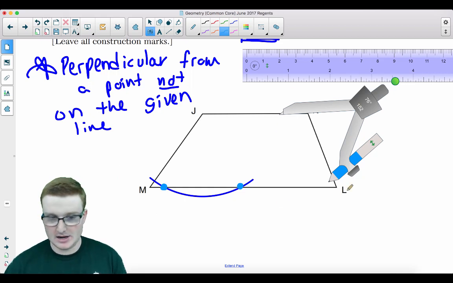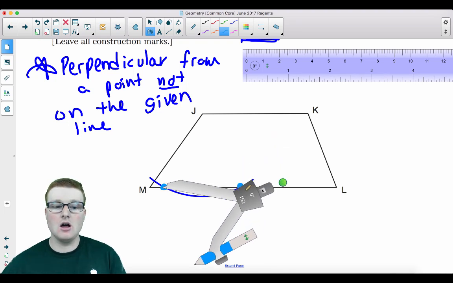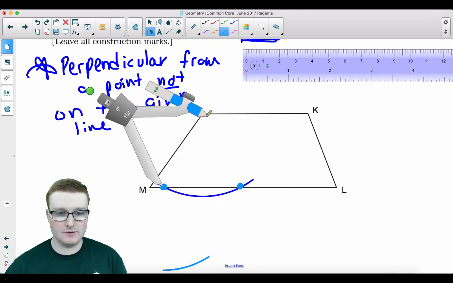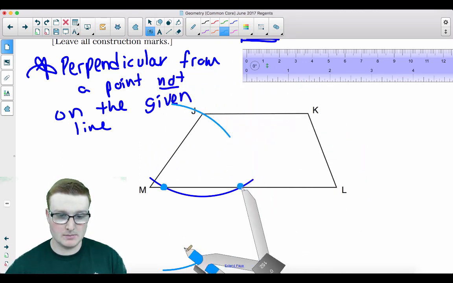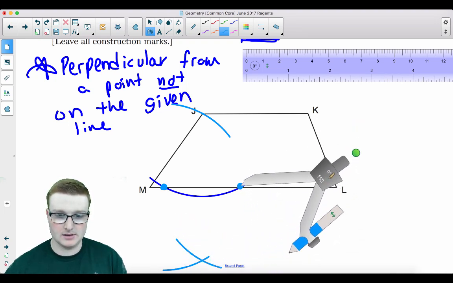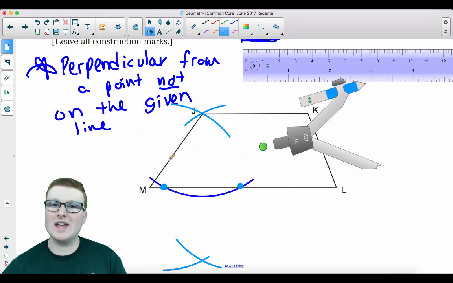So now I'm not going to change my compass setting. I'm going to swing above and below using these 2 points on our line. So I'm going to place my compass point on this left point. I'm going to swing below, and I'm going to swing above. Then I'm going to repeat the process on this blue dot. Swing below and swing above. There we go. Now, here's the thing, folks. You don't have to swing above. You could actually just swing below and you'll get credit anyway. But I like to be accurate. I swing both above and below.